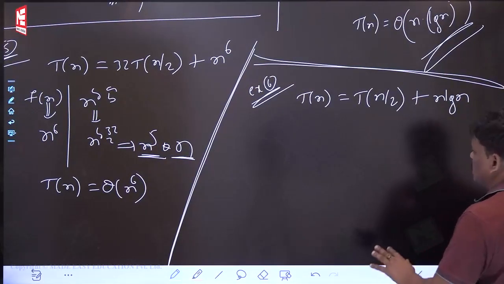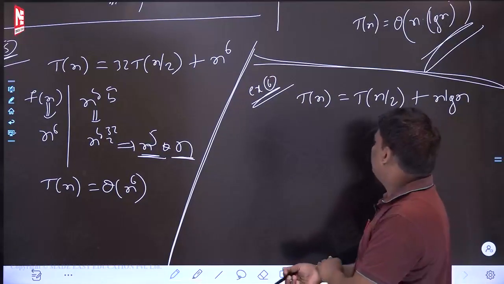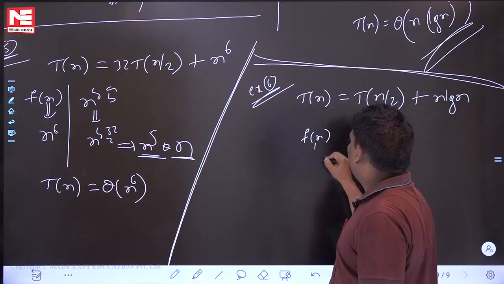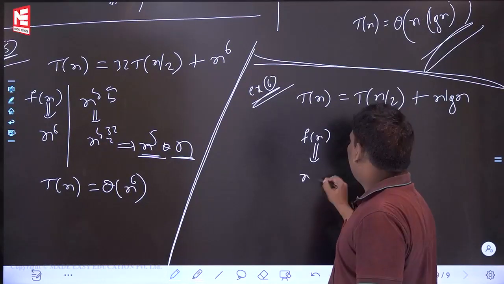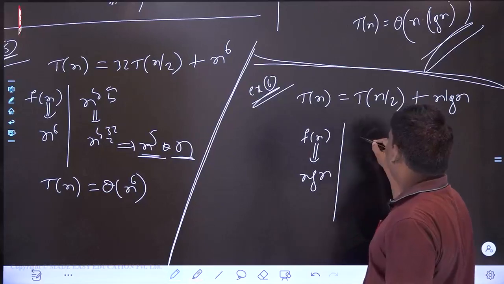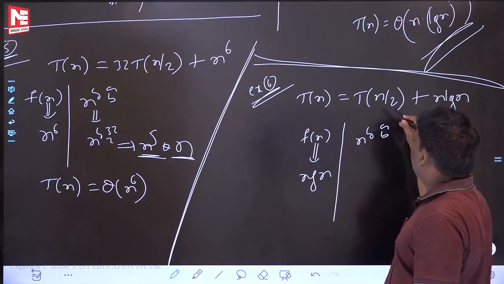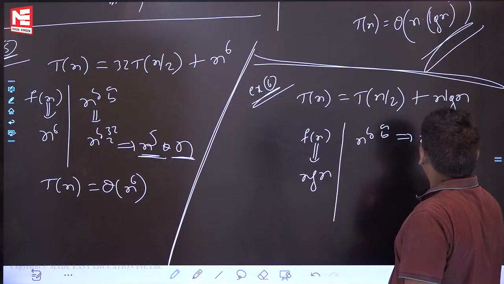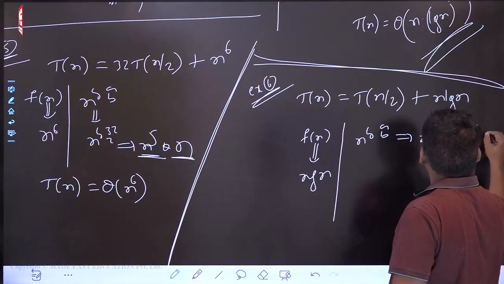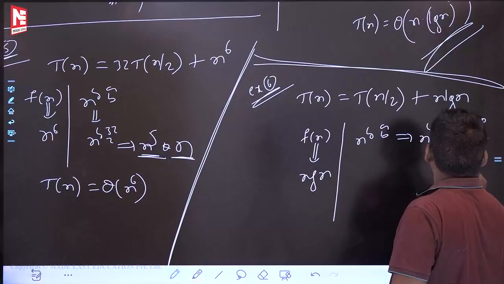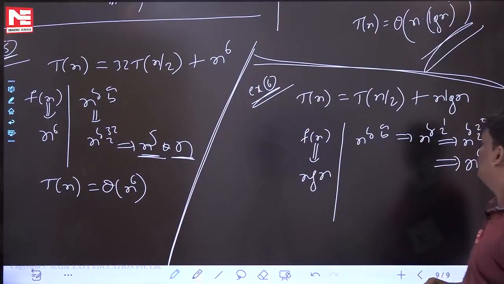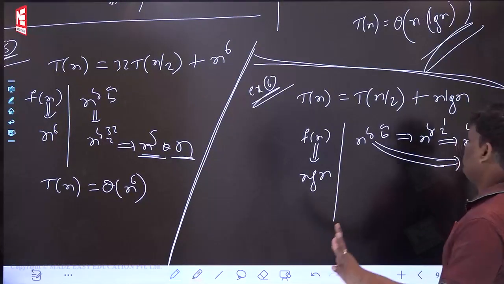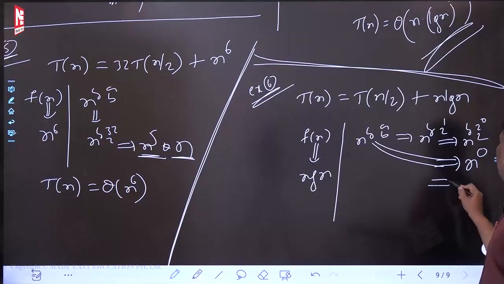Some people are asking what the answer is. I will clearly explain. Please take care. Listen everyone. What is f(n)? f(n) is n log n. What is n power log a base b? Here a is 1, b is 2. So n power log 1 base 2, which is n power 0. What is the meaning of n power 0? It is 1.